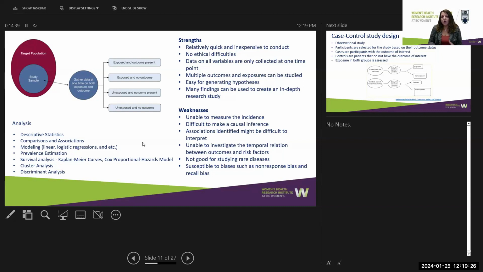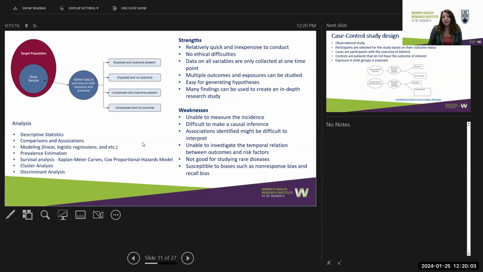For example, we can have our main goal for our research with a main exposure and outcome, but because we collected a lot of information, we can look at secondary objectives or sub-analyses from the same data to answer additional questions. It's easy to generate hypotheses based on the study design, and many findings can be used to create in-depth research studies. So actually it's very simple, but you can do a lot with this.